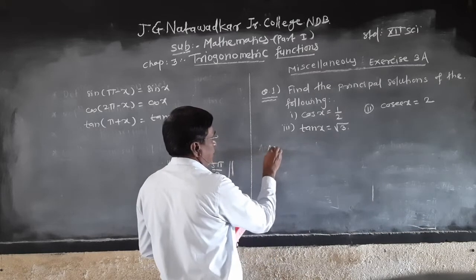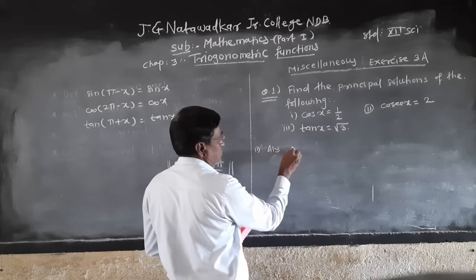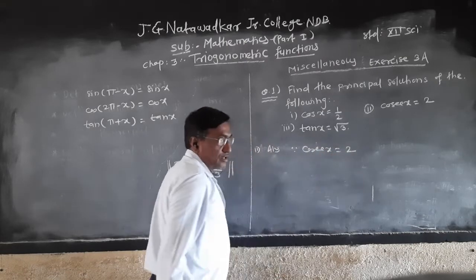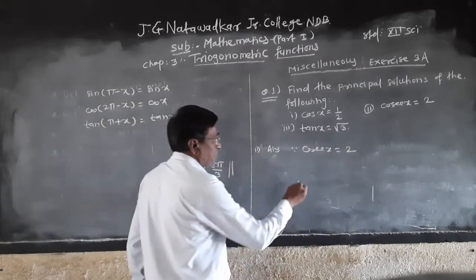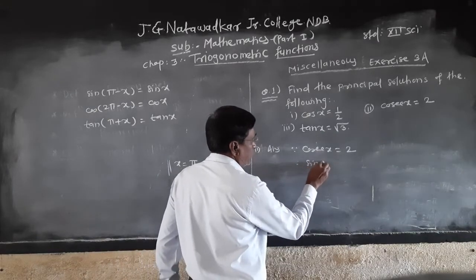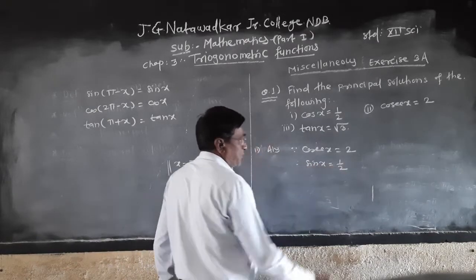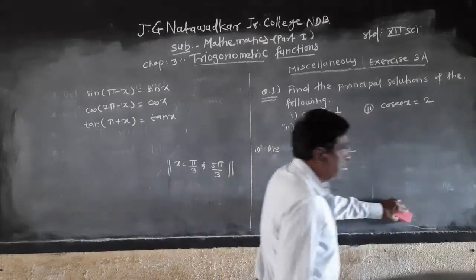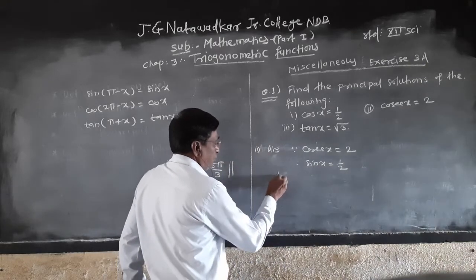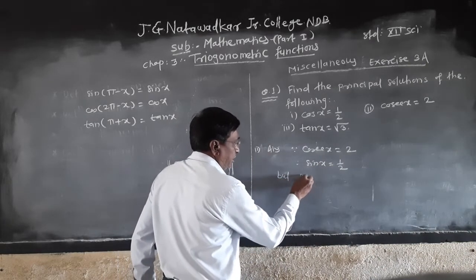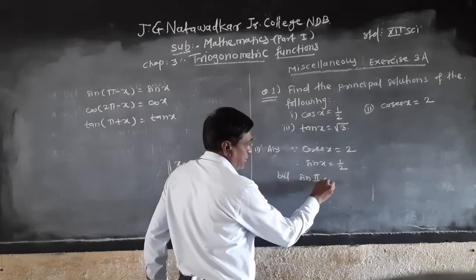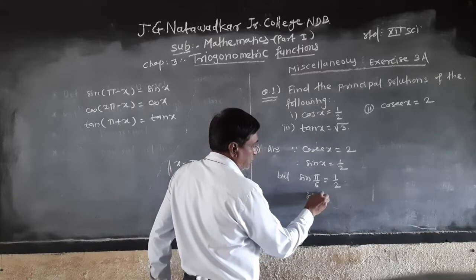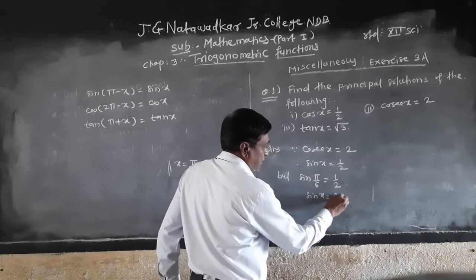See that answer of the second. Since cosec x is equal to 2, I will use a reciprocal formula. Therefore sin x is equal to 1 by 2. You know that the reciprocal of cosec is sin and the reciprocal of 2 is 1 half. But you know that sin 30 degrees, that is pi by 6, is equal to 1 half. By comparing this, sin x is equal to sin of pi by 6.